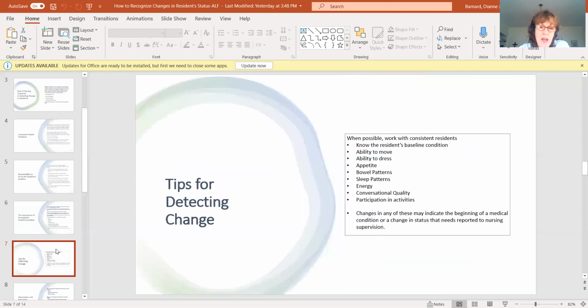So let's see what else. Tips for detecting change. I always think that there are two things, physical and non-physical, and we'll get into those in a little bit. But when possible, work with consistent residents. When not possible, know your business, know what you're supposed to know about that patient. Make it your business to know, because you were hired to do a job, and the job is to advocate, provide accurate, timely care, and observe and report changes in condition to the nurse.